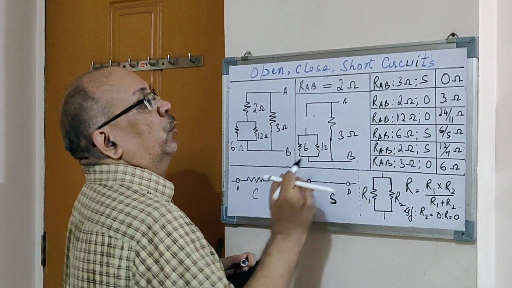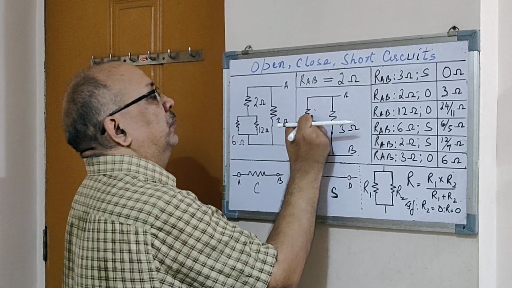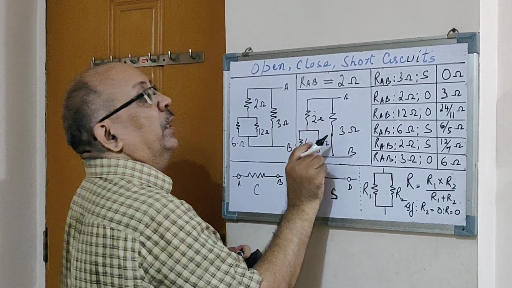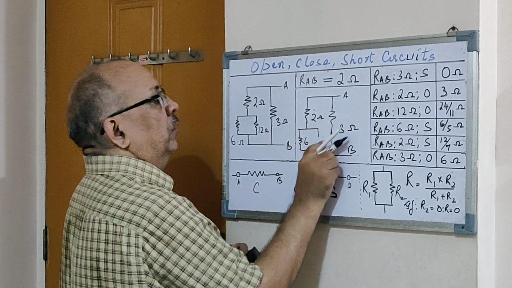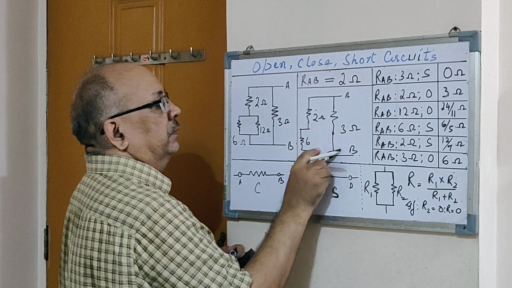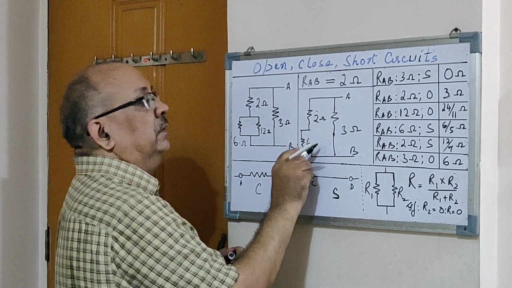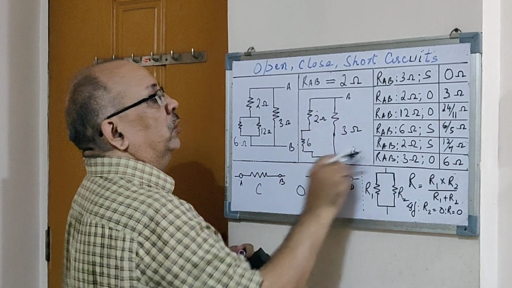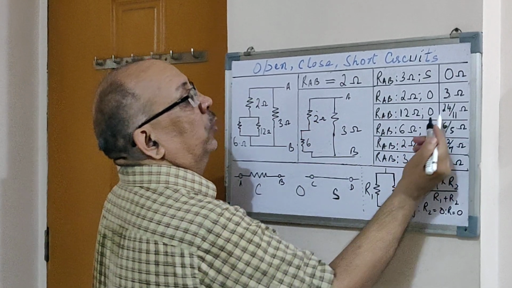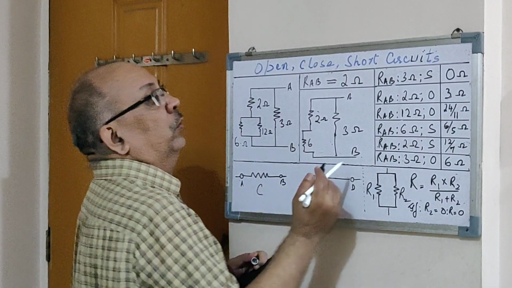Third case, when 12 ohm is open. Let us make the configuration as before. If 12 ohm becomes open, then the configuration is like this. So this 2 ohms and 6 ohms are in series, and in parallel with 3 ohms. The equivalent of this comes out to be nothing but 24 by 11 ohms. You can find the series-parallel combinations now.